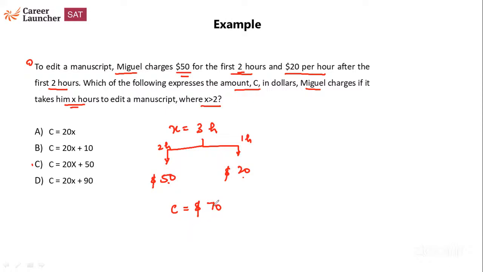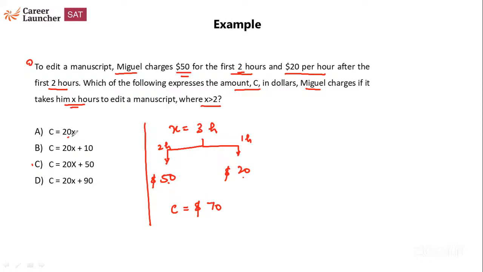That is $70. So if he works for 3 hours, the amount is $70. Let's substitute the value of X as 3. In the option wherever C is 70, that is your correct answer.